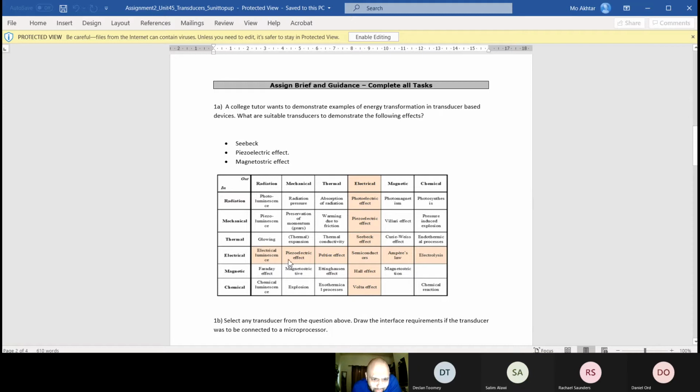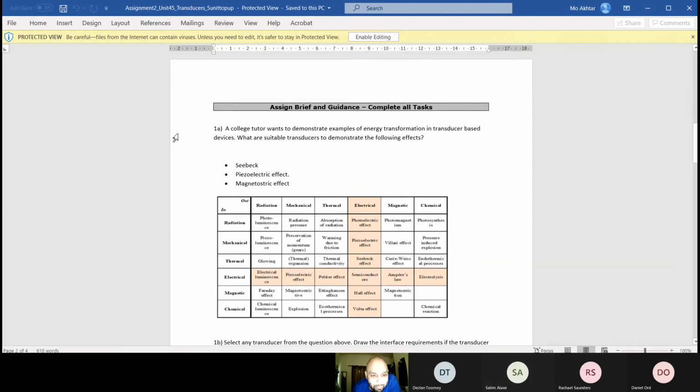So you look at where the Seebeck effect is. The Seebeck effect is thermal and electrical. So you get thermal and you get electrical out. What type of transducer is good for that? Anyone know? Is it thermistor? It's actually thermocouple. Yeah, thermocouple. Remember, an -istor is a resistor.